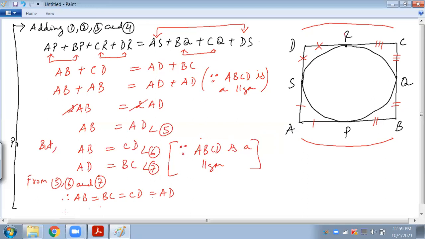And since all the sides are equal, therefore what can you take? ABCD, sorry, ABCD is a rhombus, not a parallelogram. Since all the sides are equal, ABCD is a rhombus.